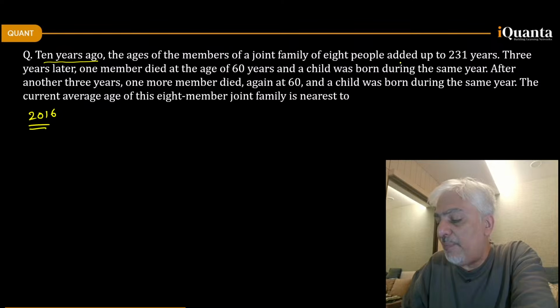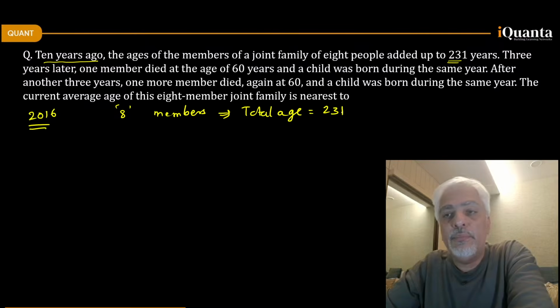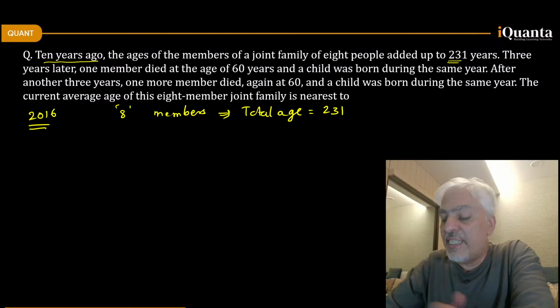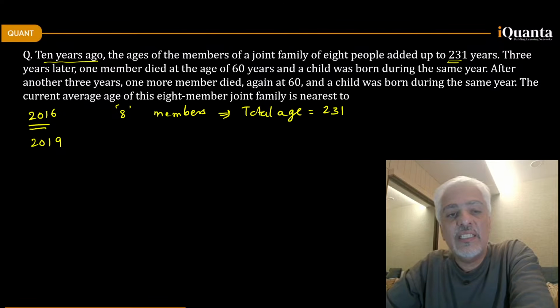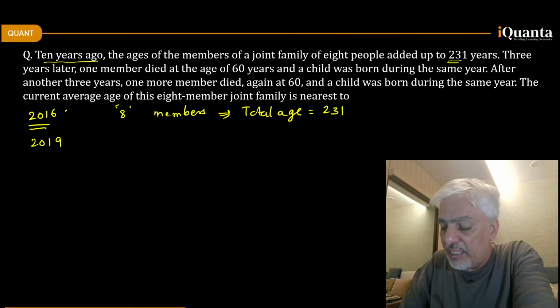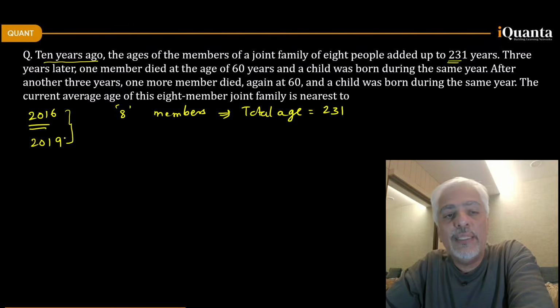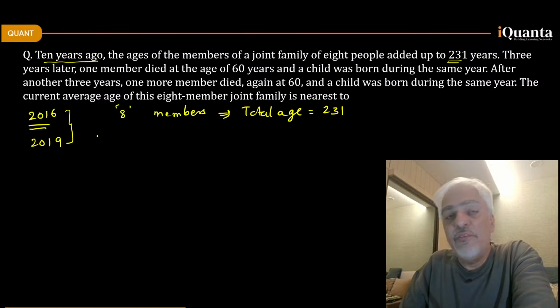the age of the members of a joint family of 8 people added up to 231. So there were 8 members and the total age was 231. First we will learn the long method, then the short method too. 3 years later, that means in 2019, one member died at the age of 60 years. First of all, when 3 years passed, everybody grew older by 3 years. That means 8 3s are 24 should be added.